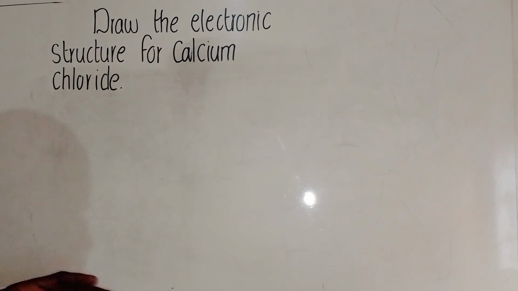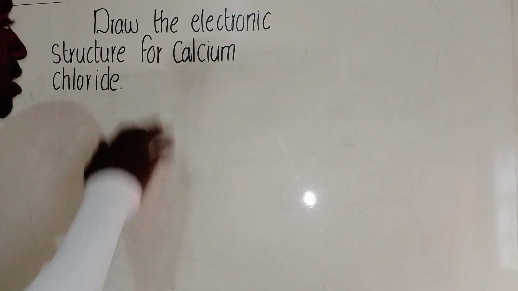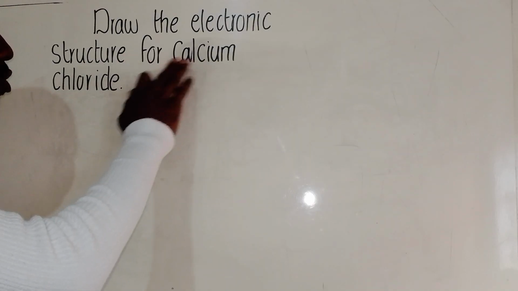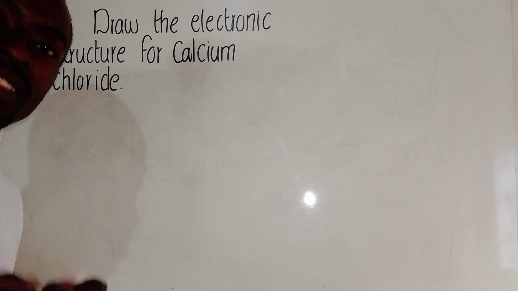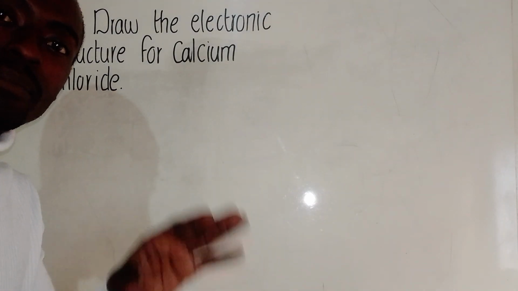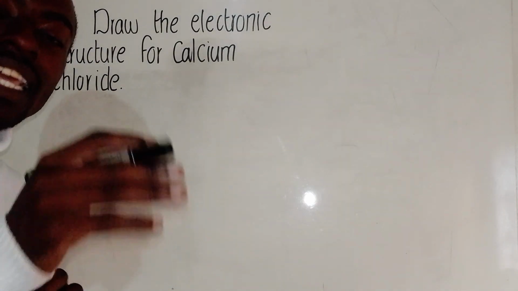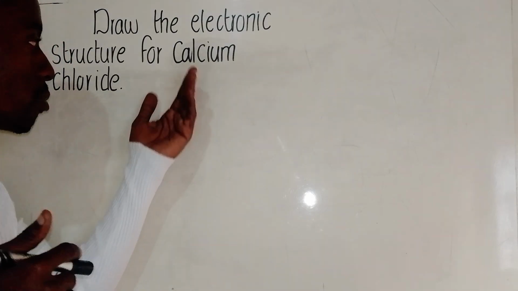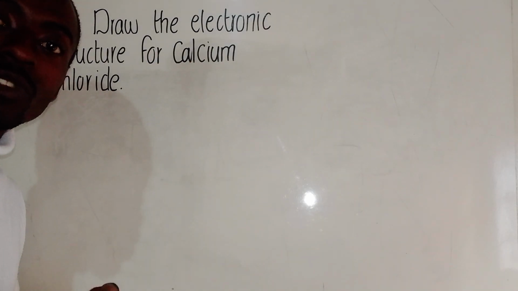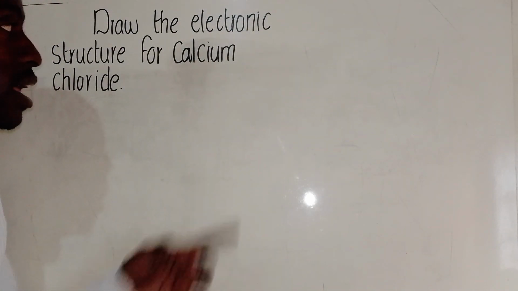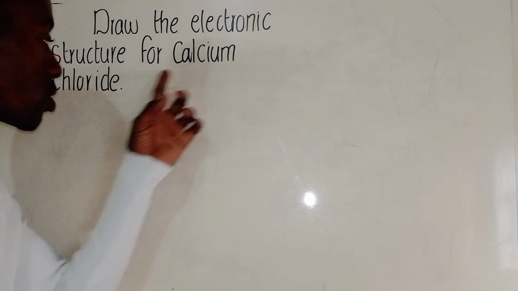Okay, so we have a chemistry question that says draw the electronic structure for calcium chloride. You must understand that electronic structures are structures showing the electron distribution in their shells. Calcium chloride falls under ionic bonding, which involves the transferring of electrons. Now, metals transfer electrons.